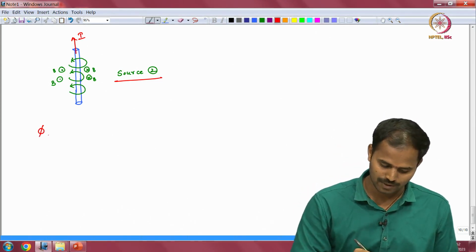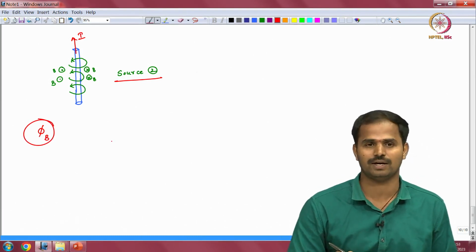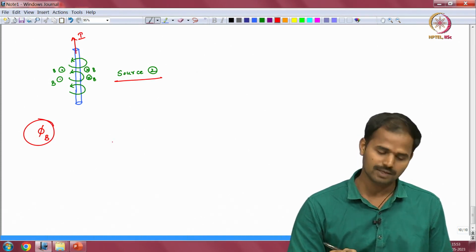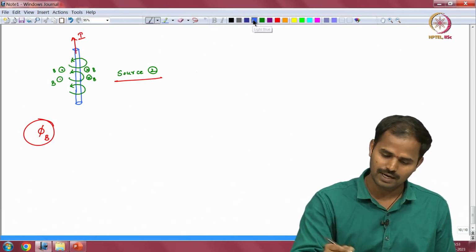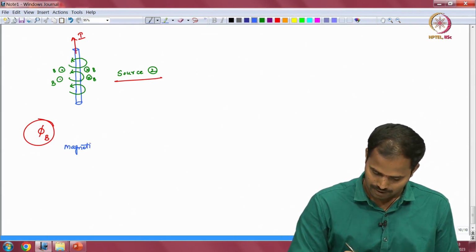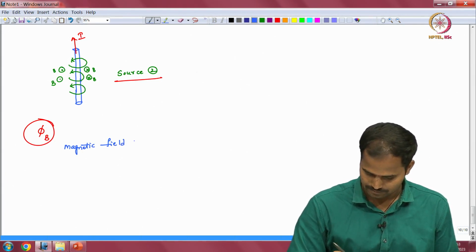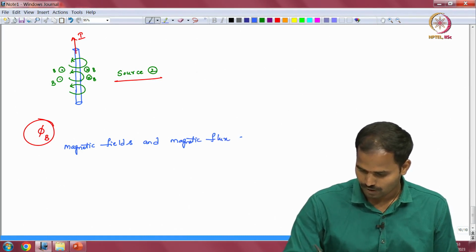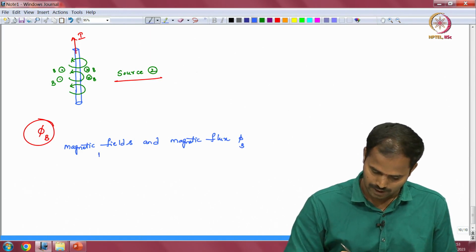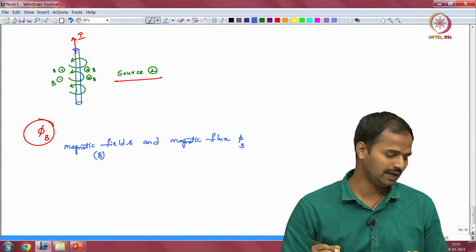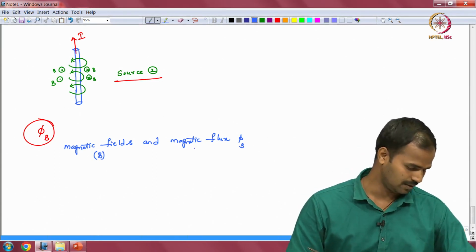Now, what is the magnetic flux? With respect to the electric flux, what is the magnetic flux? Gauss law of magnetic flux we will discuss now. Gauss law of magnetic flux gives the relation between the magnetic field and the magnetic flux. The magnetic field is B. The relation between B and phi we will get from the Gauss law.